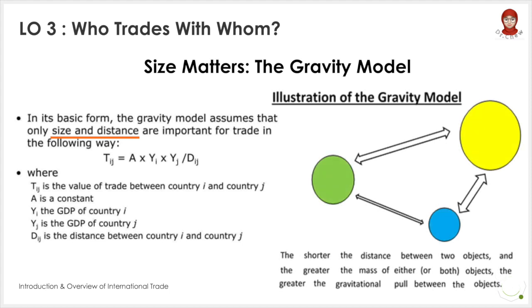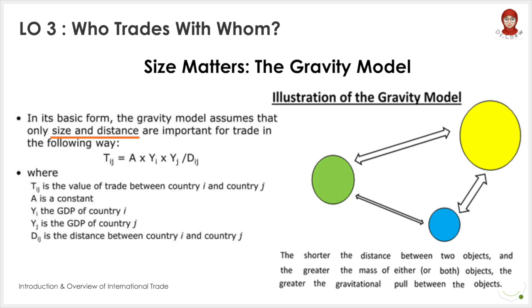So, let's assume that there are three countries based on this illustration: yellow country, green country, and blue country. Now, we want to see which country the blue country wants to trade with.